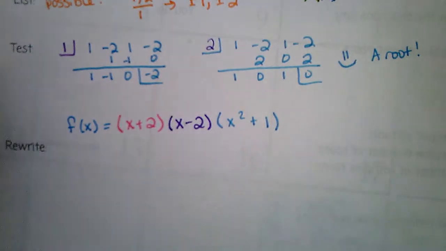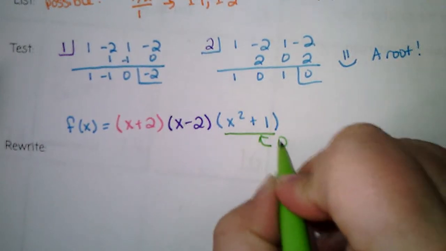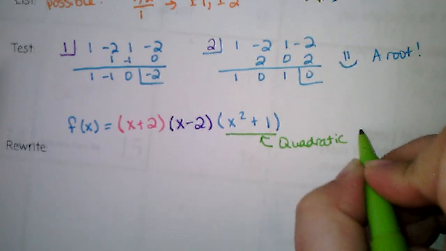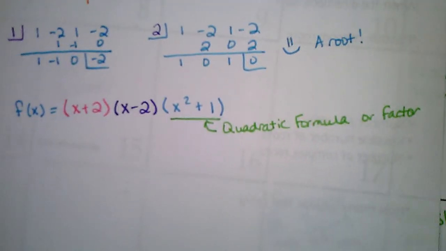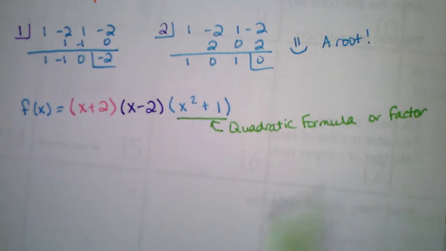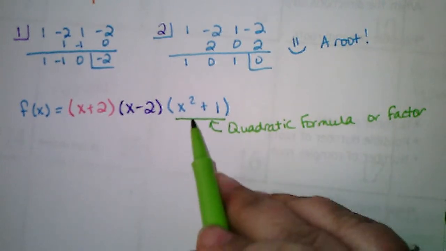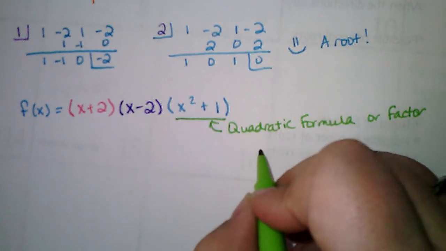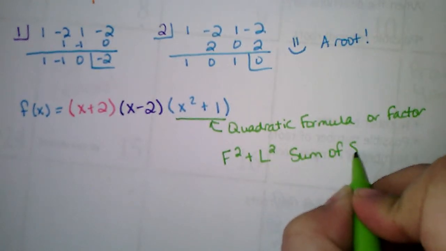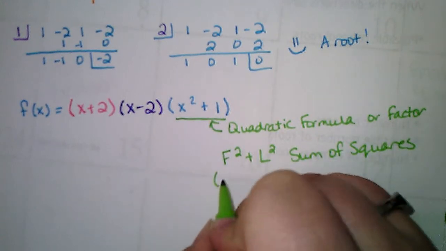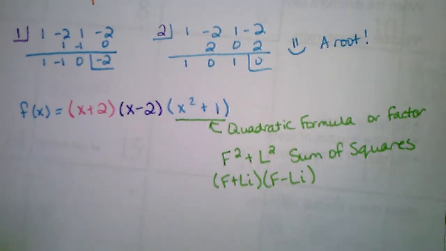So now I can take this thing, and since it's x squared, I need to either do the quadratic formula or I could factor. So quadratic formula or factor. Once you have the x down to squared, quadratic formula or factor. So what I am noticing is that this is actually factorable. Since this is f squared plus l squared, it's a sum of squares, which factors as f plus l with an i and f minus l with an i. I'm actually going to factor it that way.